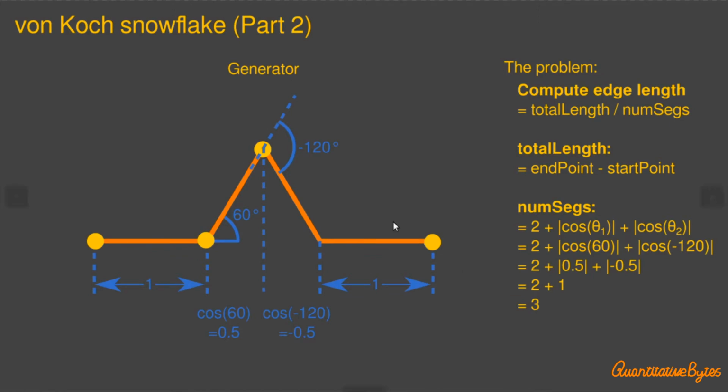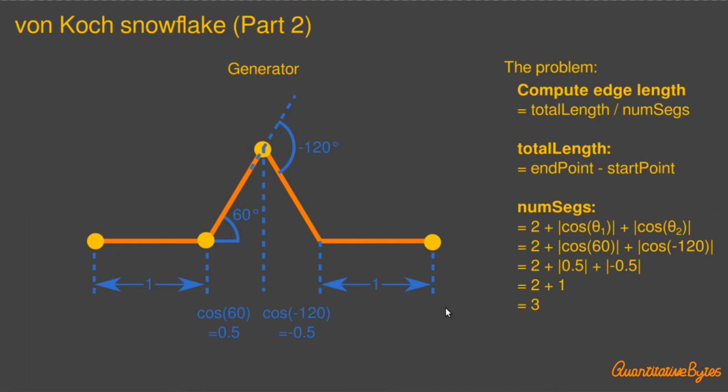And we did a basic analysis of the geometry of the situation, and then we realized in this particular scenario that we have these particular angles going on, 60 degrees at the first node, and then minus 120 degrees at the second node. And then we looked at how we can calculate the edge length as simply the total length divided by the number of segments, and we could calculate the number of segments using basic trigonometry.